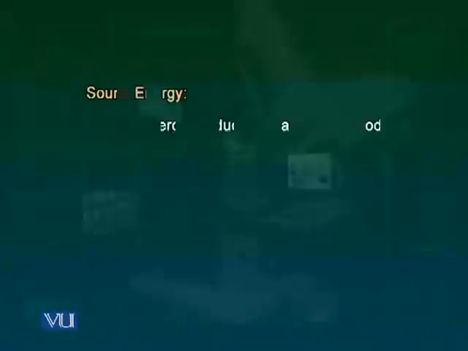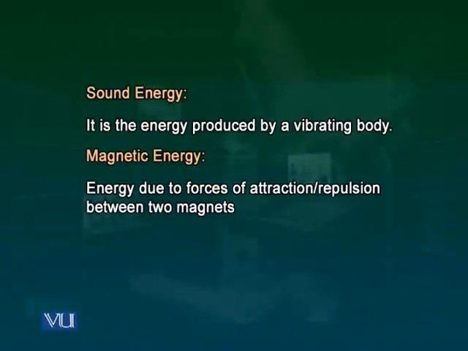If we have two magnets, and one magnet is going to attract or repel the other magnet, we say these two magnets can also possess energy, magnetic energy, because they have the ability to interact with different objects, attract them or repel them. Therefore, because they can exercise force, they have some energy available.